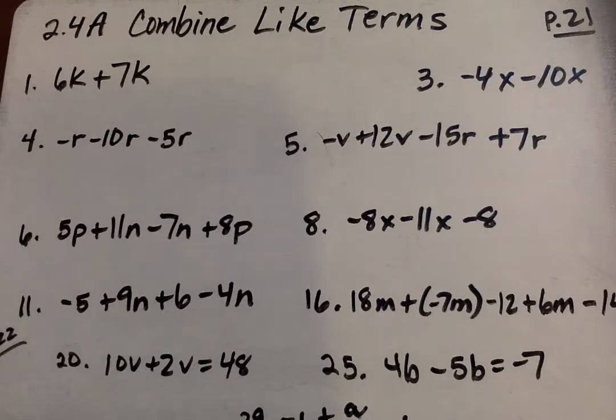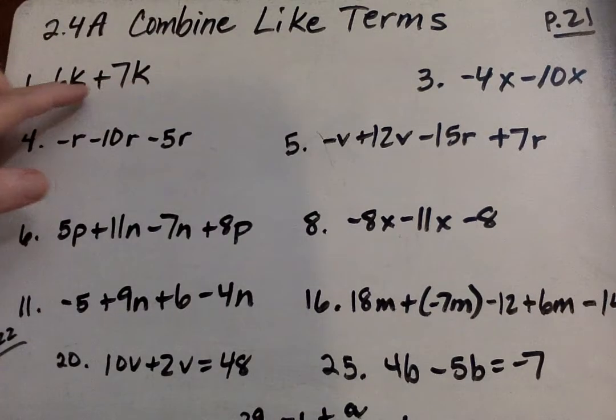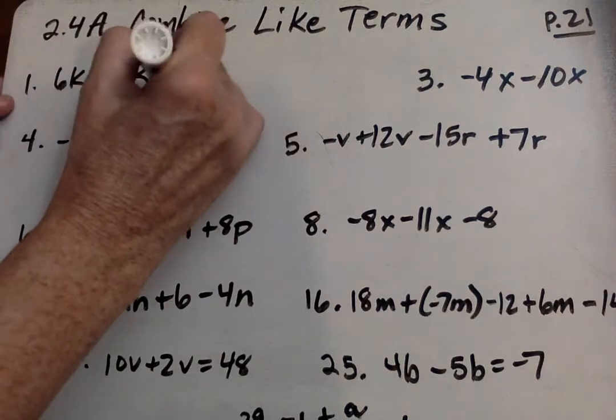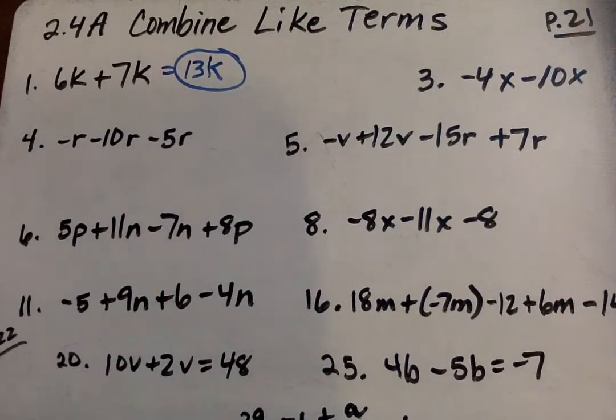Okay, number 1, 6k plus 7k. If a term has the same variable to the same power, which these are to the power of 1, we can combine them. And then we can just add the number in front, or what's called the coefficient. So 6 plus 7 is 13, and the k just comes along for the ride, and you're done.